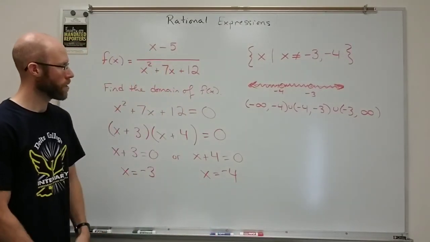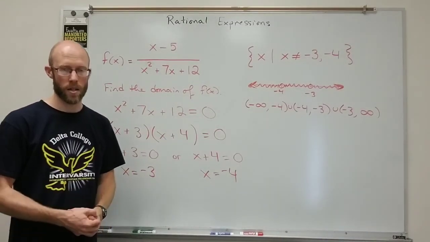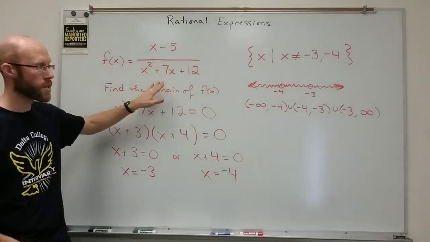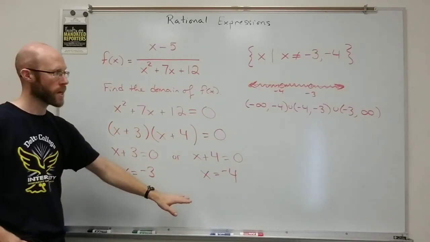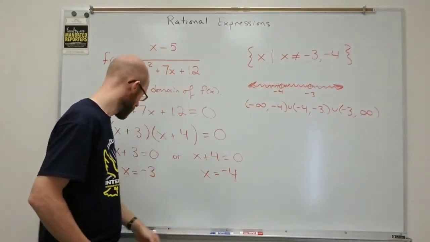Okay, so that's just kind of the basic idea for a domain. Again, you're just going to take the denominator, whatever it is, set it equal to 0, solve the resulting equation, and exclude those numbers.